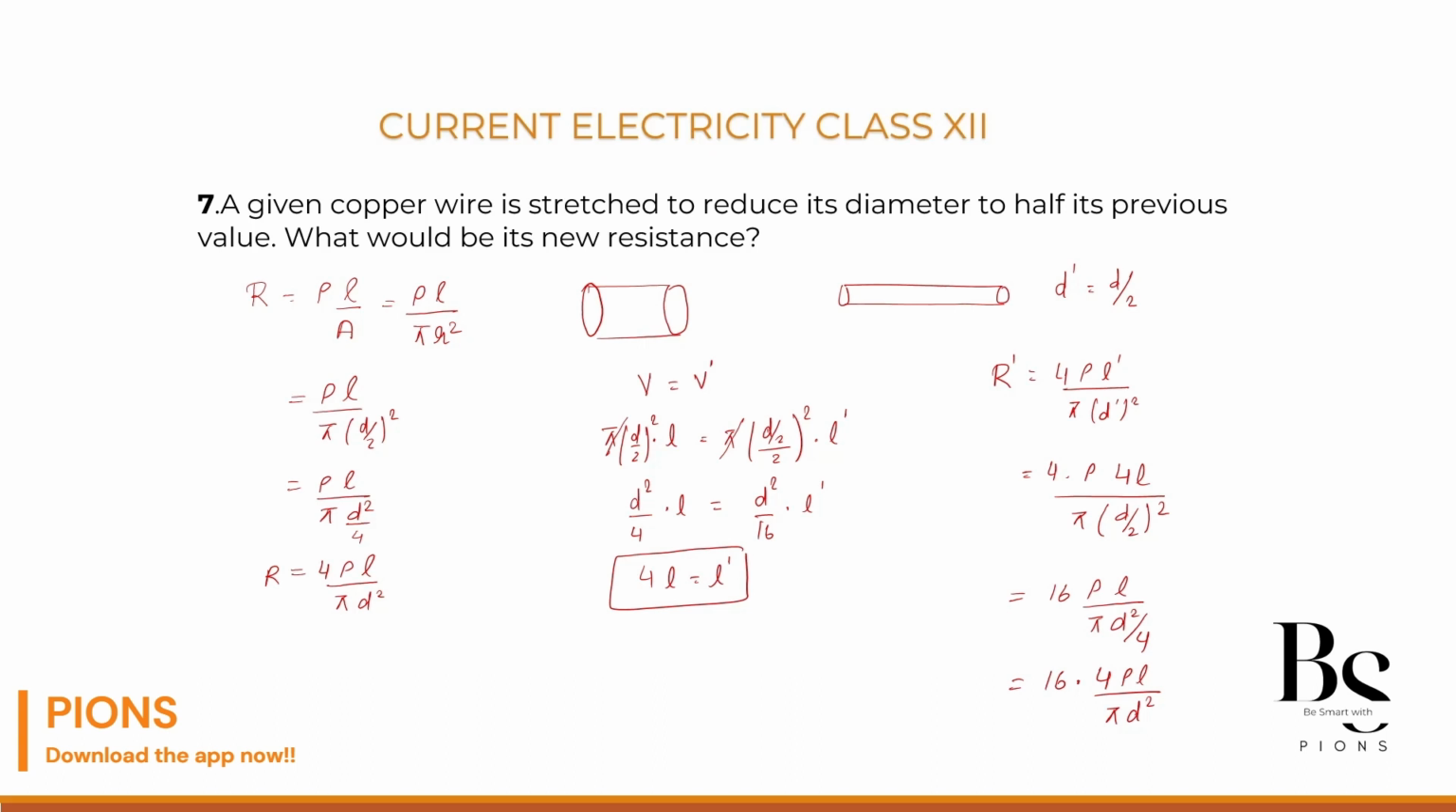Why? I'll explain now. 4 rho L by pi D square, look at the left hand side, this is our R. So what is our new resistance? Our new resistance is 16 times the previous resistance. Done.